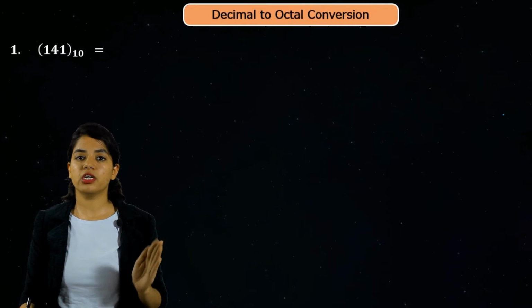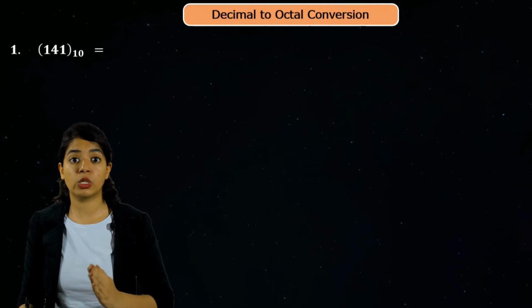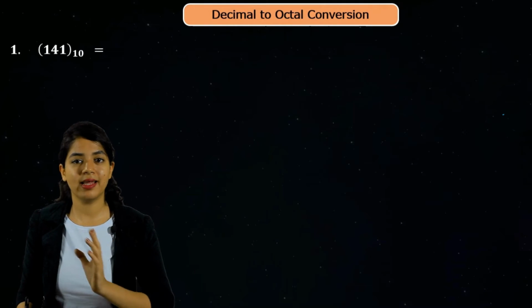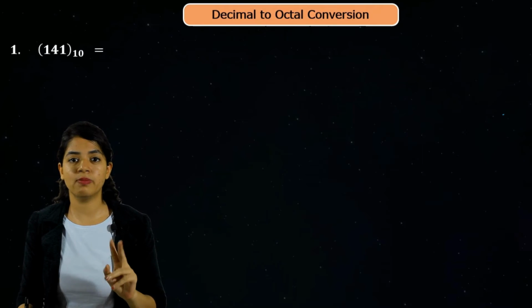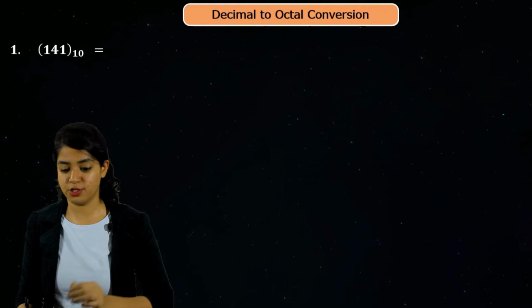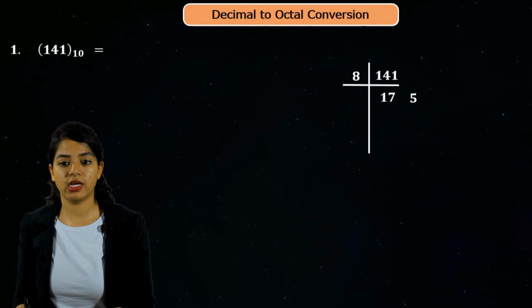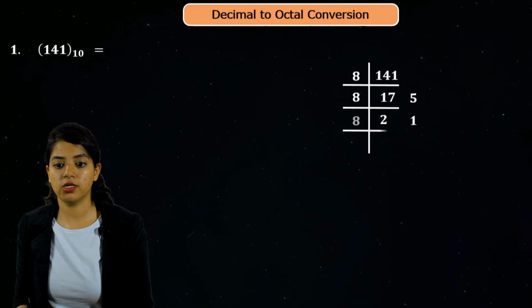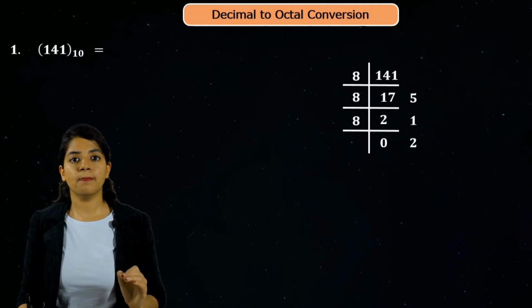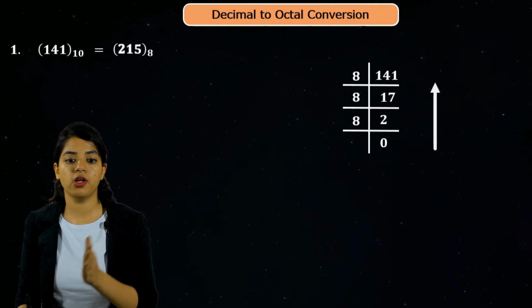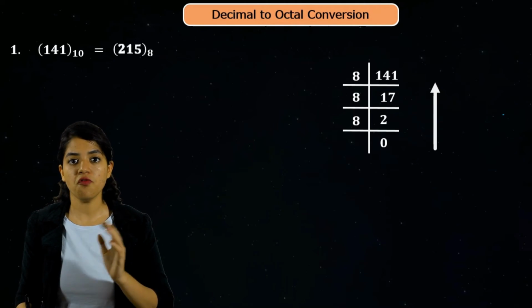This is the example. 141 is there in decimal number. We have to convert it into octal number system. The pattern is similar. We have to divide this number and get the remainder, but this time we will not divide it by 2. We will divide it by 8. 8, which is the base of octal number system, right? So 141 divided by 8, we are getting 5 as remainder. Then again we will divide it, we will get 1 as remainder and we will get 2 as remainder. So now the number becomes 215. How 215? We have to consider from bottom and go to the top. So 2, 1 and 5. This is the octal representation of 141.